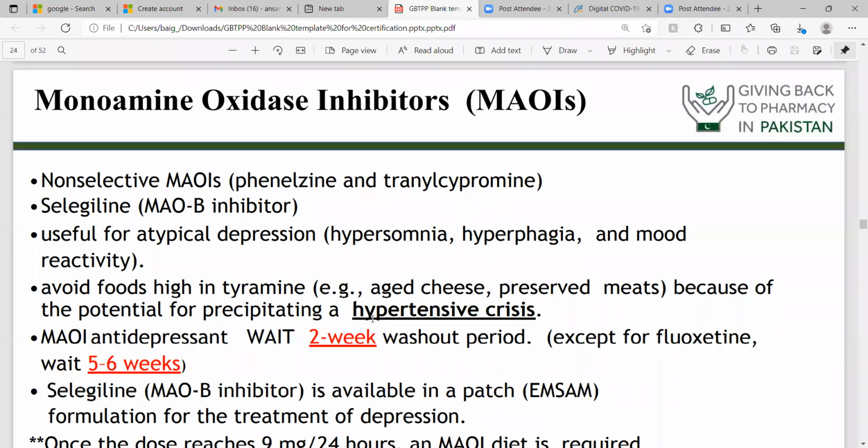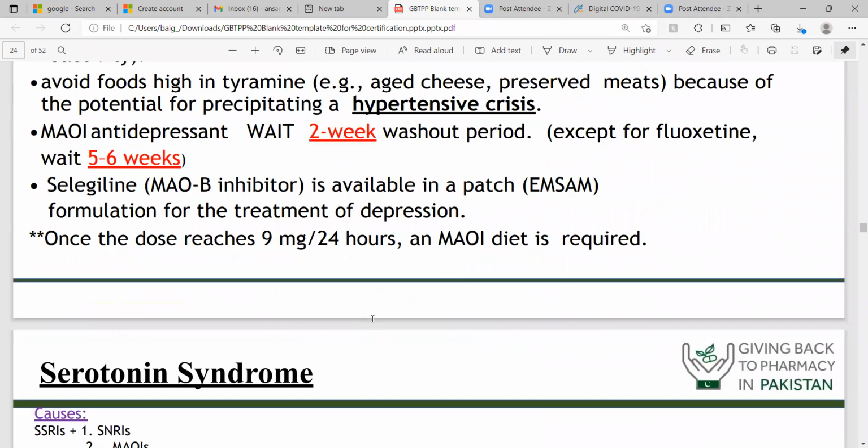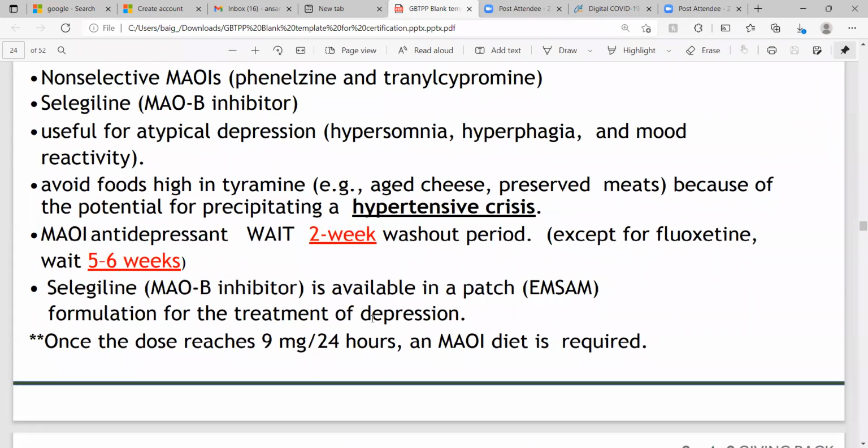When a patient is taking a monoamine oxidase inhibitor, they have to avoid food high in tyramine, for example, cheese, preserved meat. And if they are going to start this, they have to have a washout of 2 weeks for a short period. And if we are talking about long-acting SSRIs like fluoxetine, it has to be 5 to 6 weeks.